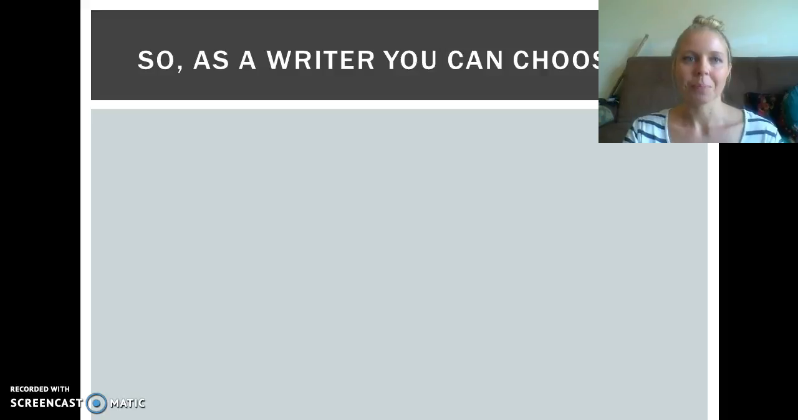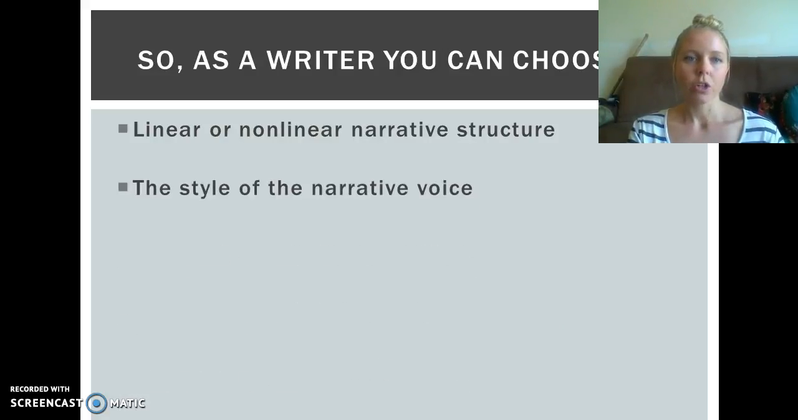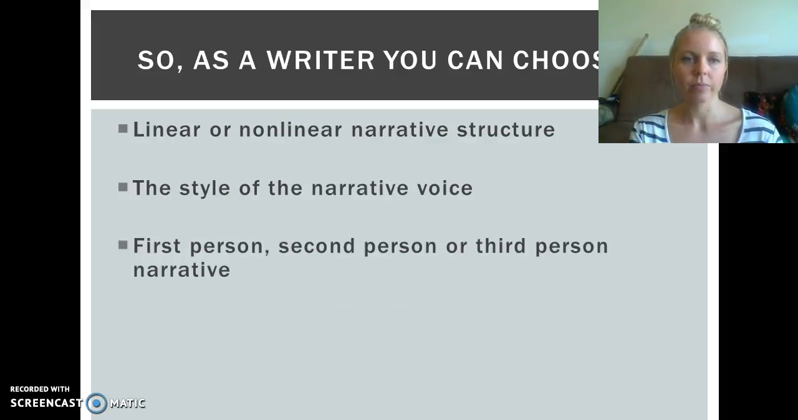Okay, let's move on. So as a writer, you've got the opportunity to choose the following things for your narrative. You can either choose a linear or a non-linear narrative structure. You can choose the style of the narrative voice and the attitudes and beliefs of the narrator. You can choose first person, second person, or third person narrative perspective. Remember that my suggestion was to use third person, which would be the easiest and the most successful, but you can have a go at second person and first person as well, but I think you should save that for your recount.